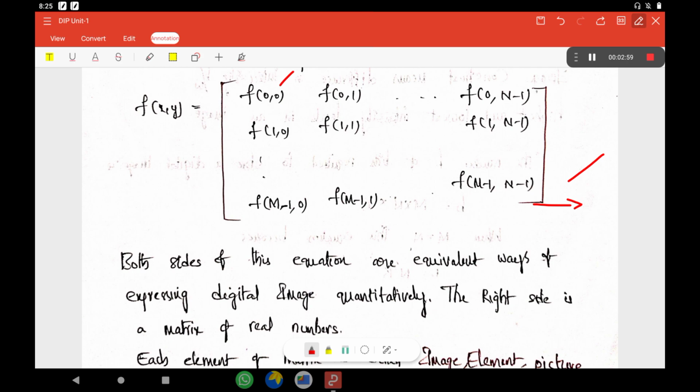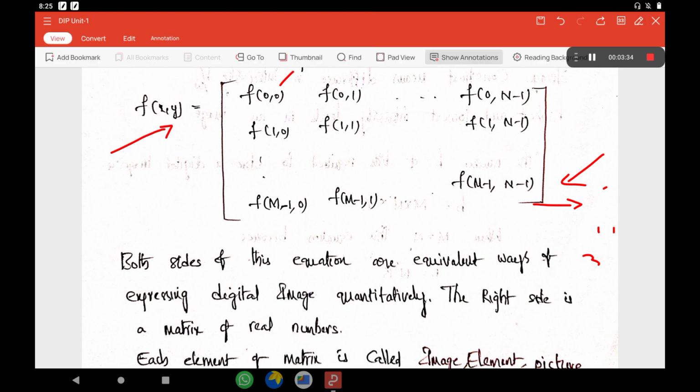So both sides of this equation represent the way of expressing the digital image quantity. Previously we saw that f of x comma y is nothing but the image, and the matrix is also the image. The right side is a matrix consisting of real numbers only. It does not have fractional values like 1.1, 1.2. It consists of rounded values, maybe 2, 3, 4, 5, like this.